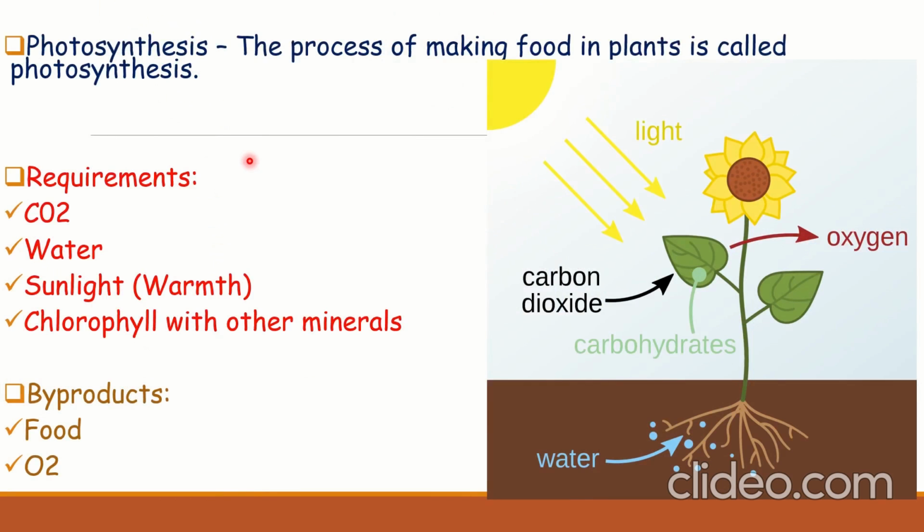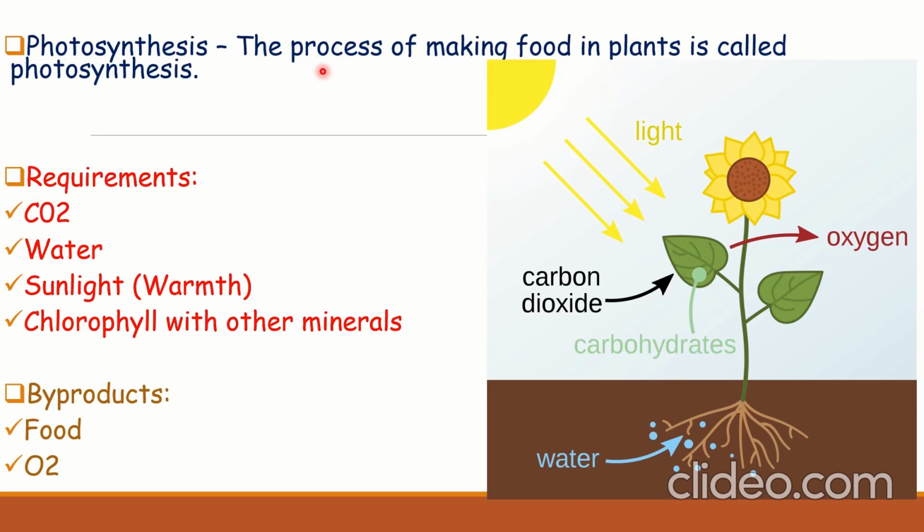Photosynthesis is the process of making food in the plant. The process is just given a name: photosynthesis. The name has two parts, photo and synthesis. Photo means light and synthesis means to combine. So in the presence of light, some materials are combined to give us food. That's the whole point of photosynthesis.